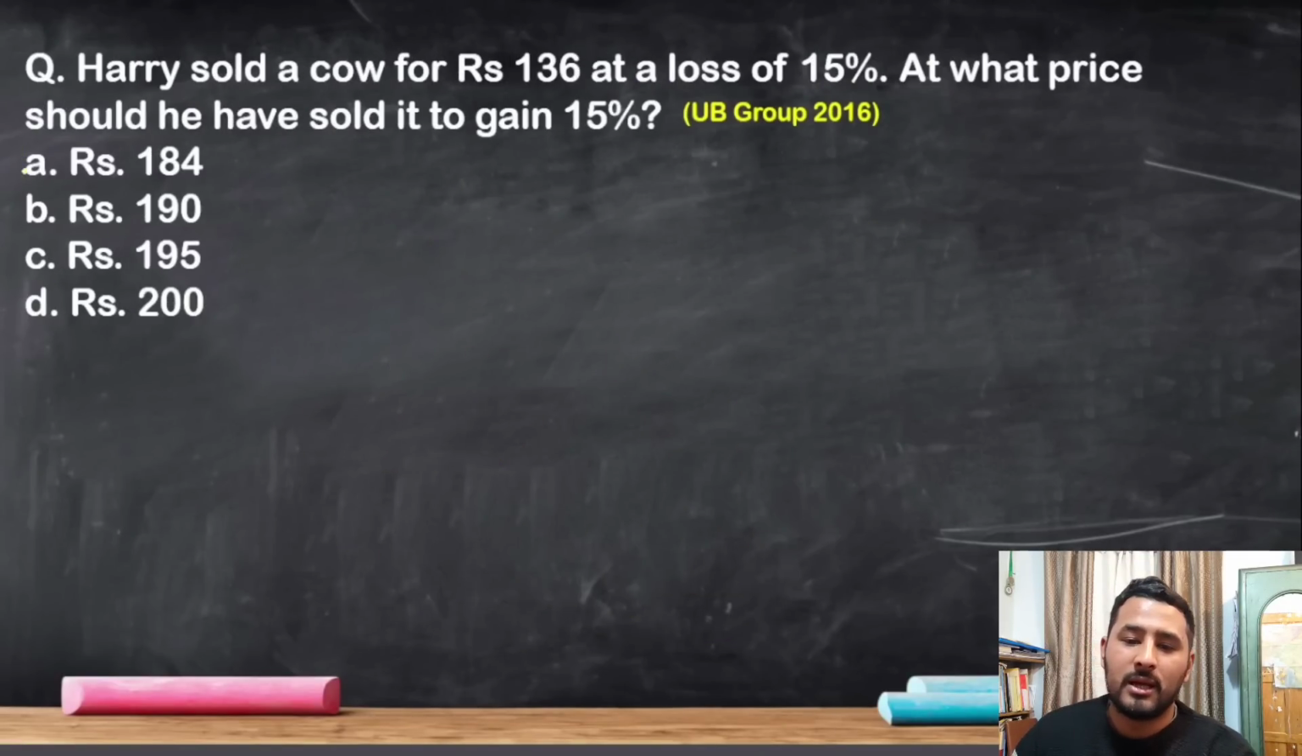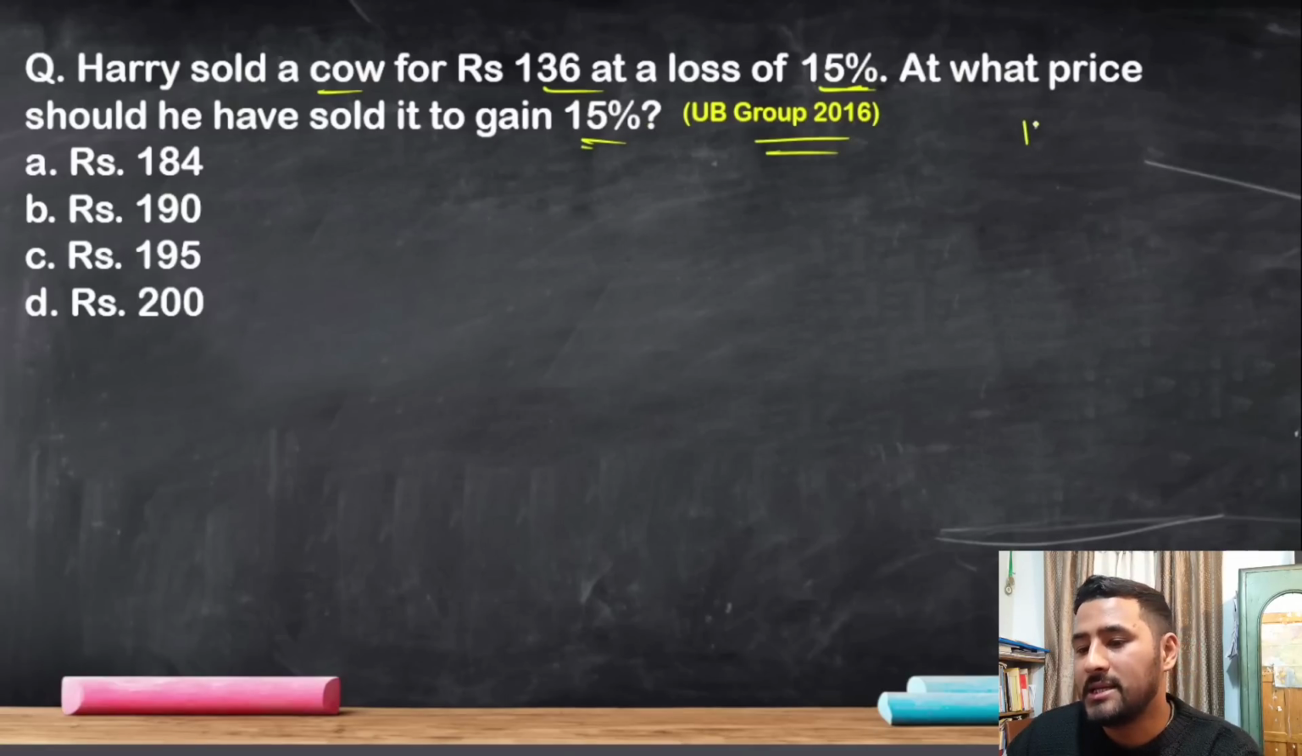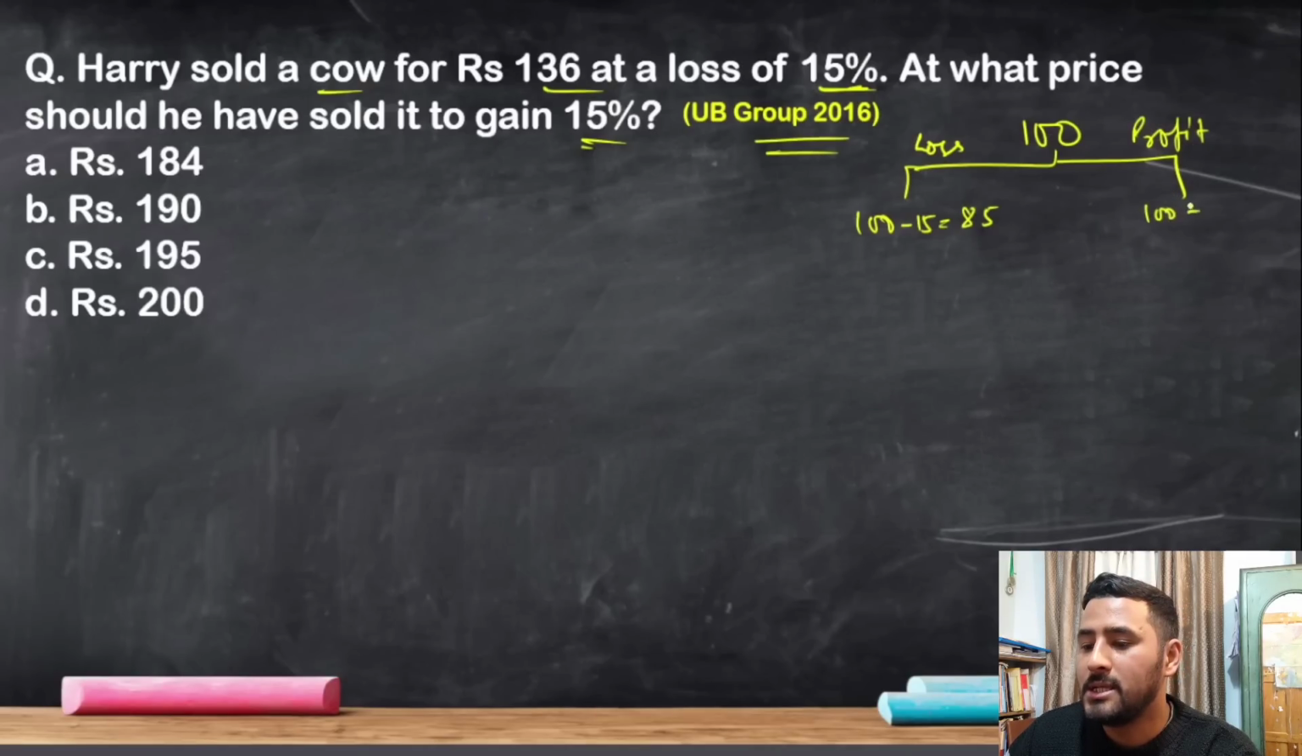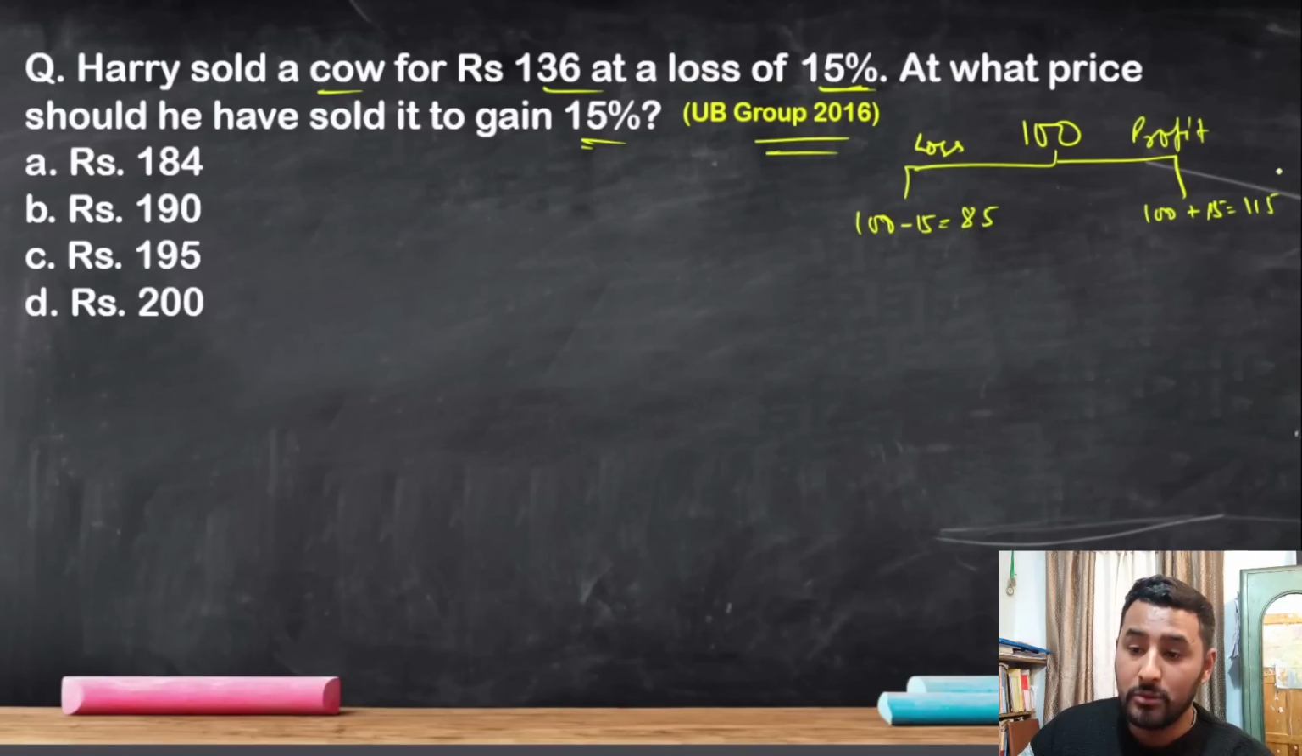Let's go to next. Harry sold a cow for rupees 136 at a loss of 15%. At what price should he sell it to get a profit of 15%? This came in the UB group 16. See, I have given you in the beginning how to solve this one. First thing you should know, it's a loss and also a gain. So take basis 100. For a loss of 15%, 100 minus 15, you'll get 85, right? Then for a profit of 15%, 100 plus 15, you'll get 115, right? Clear?